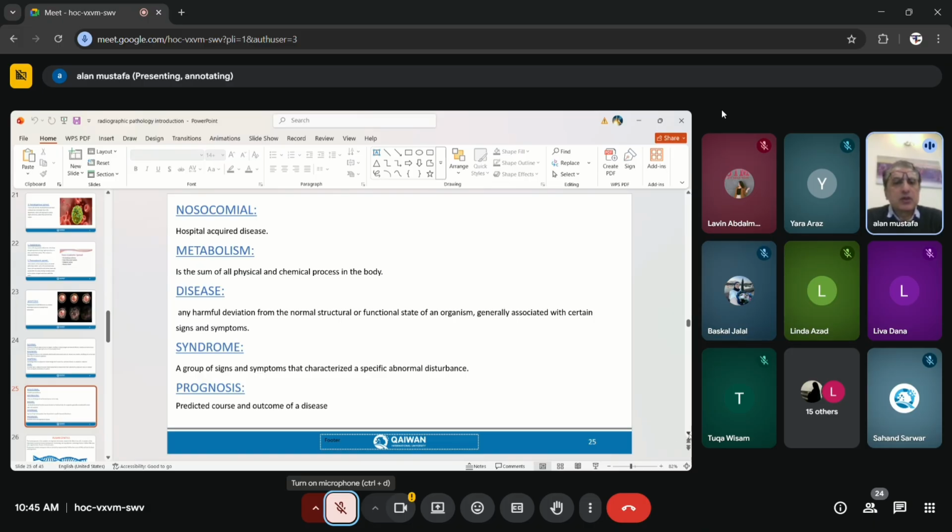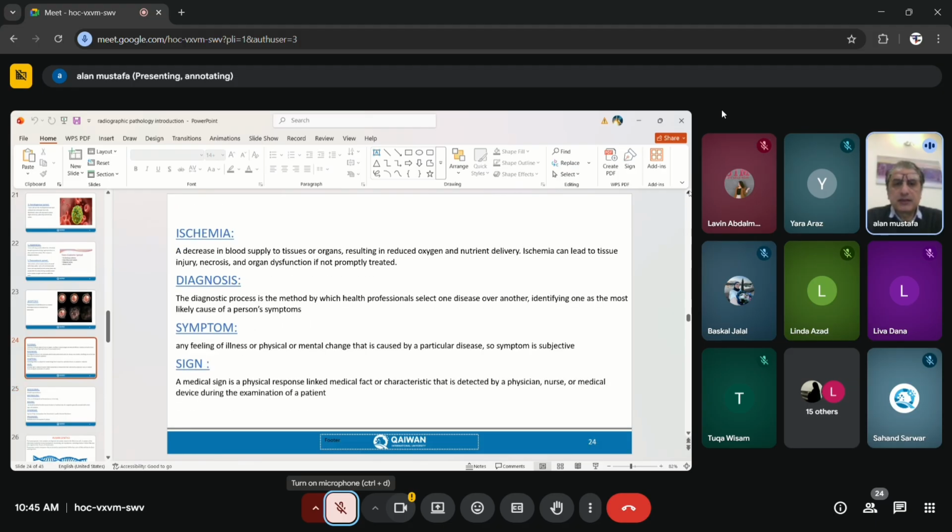So we have something called syndrome. This is a group of signs and symptoms together. And we have prognosis. So let's go back to the previous slide. We said that diagnosis, diagnosis.